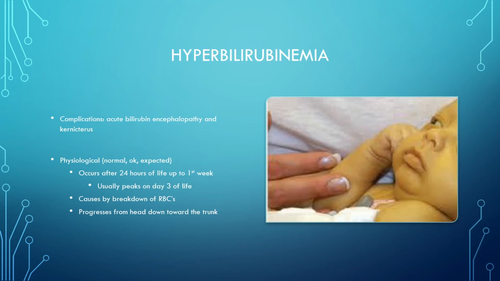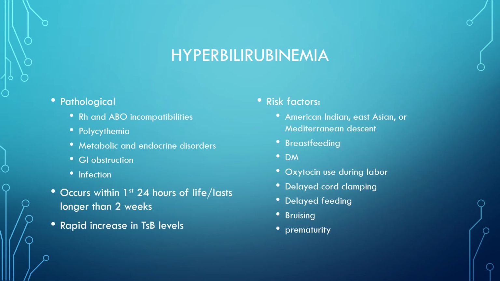This occurs after the first 24 hours of life, and it can last up to about a week, usually peaking on about day 3 of life. This is caused by breakdown of the red blood cells, and it progresses from the head down towards the trunk. It's usually not severe enough to require a whole lot of treatment. The one that we get worried about is called the pathological.